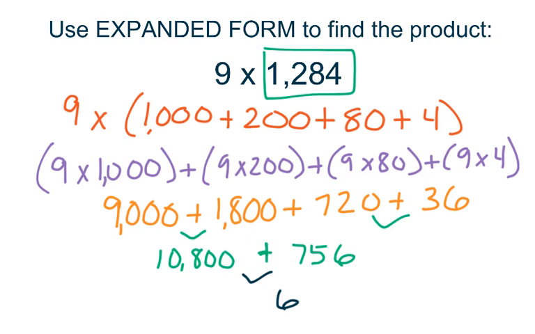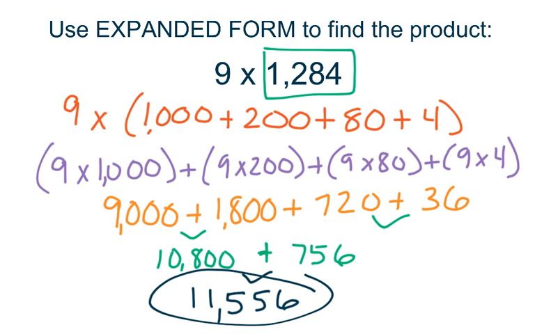I'm starting in my ones place. 6 plus 0 is 6. Then my tens place, I just have a 5. My hundreds place, 7 plus 8 is going to be 1,500. And I don't have anything in my thousands place, so my 1's going to go there, and then my 10,000s place. So that will be my final product, 11,556. This is expanded form.